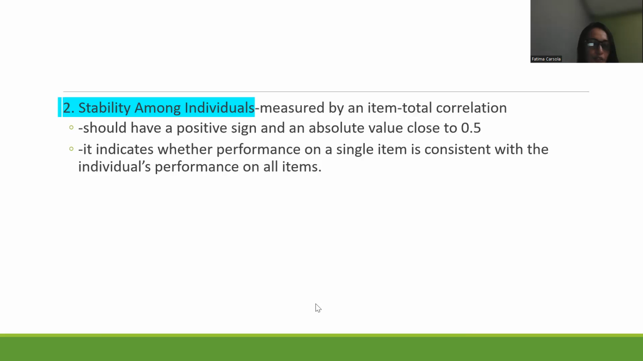So we also have here what we call stability among individuals. When we say stability among individuals, it is measured by an item-total correlation. Okay, this is what we call the item-total correlation, and the value should be close to 0.5. So again, these things are determined by your statistician. You must be working with them in the conduct of the study.